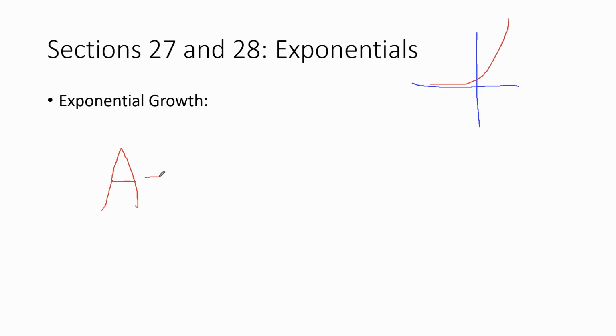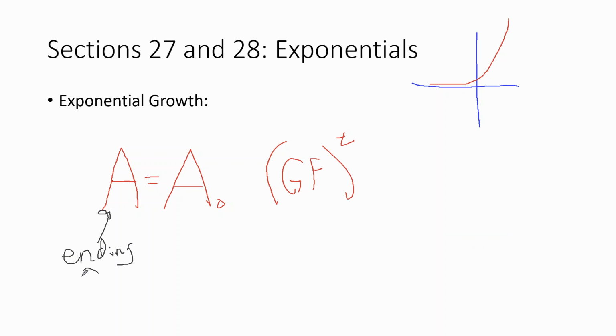Now, we've got a formula for this, and I believe it's also on your yellow sheet. And don't freak out when you see this, because it's super easy once you understand what all of this means. So we have A equals A naught times growth factor to the T. This A over here is our ending amount, which makes sense because that's all by itself. This little 0 just implies the initial amount. So whatever we're starting with, if you think back to when we did compound interest, our principal, same concept.